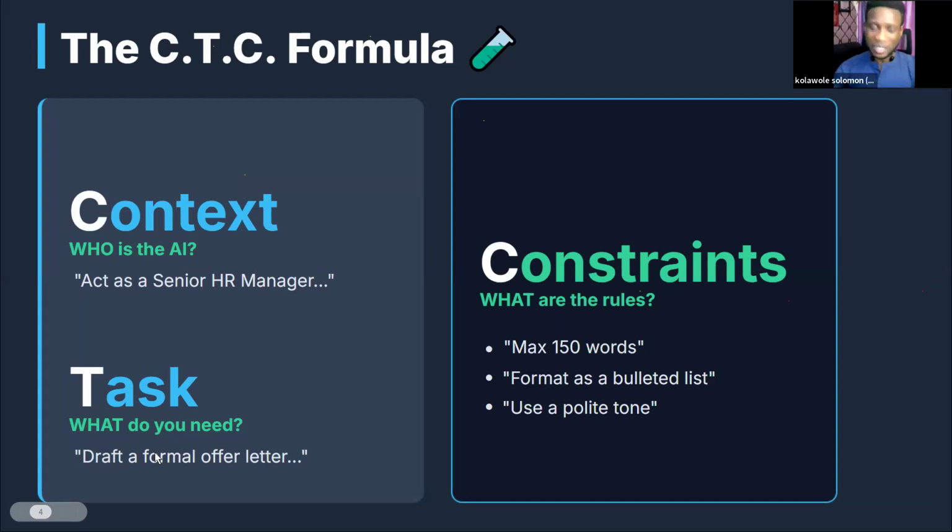And then finally, in summary, you want to have your constraint. Your constraint simply talks about the structure in which you want the results to be presented. You want the result to be presented as I have on the screen, for example in 150 words, bulleted points. What tone do you want that result to come out in?